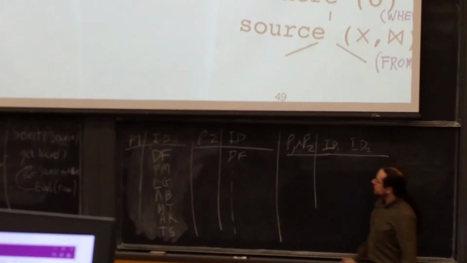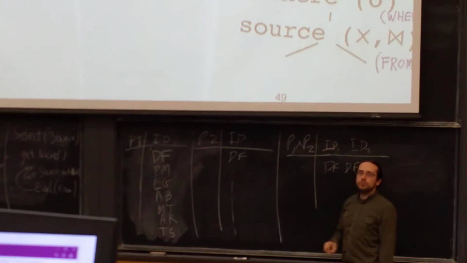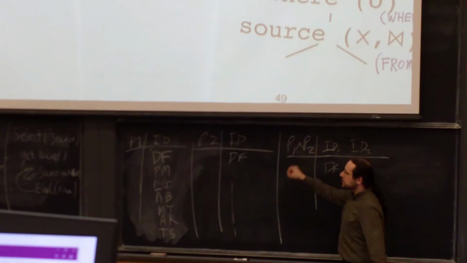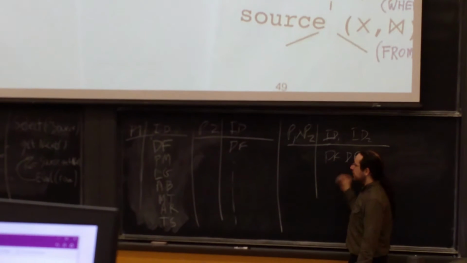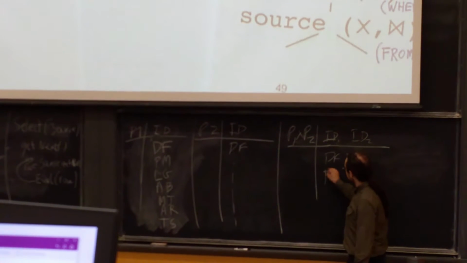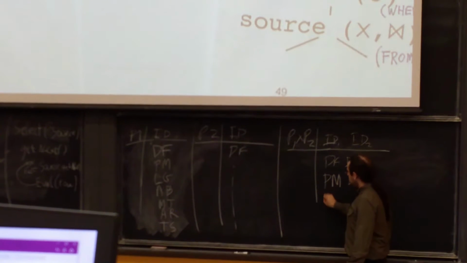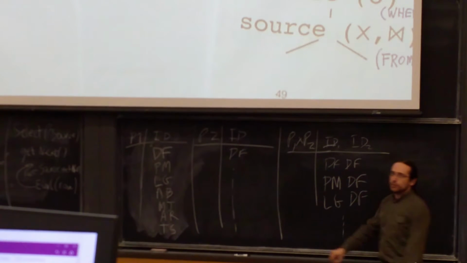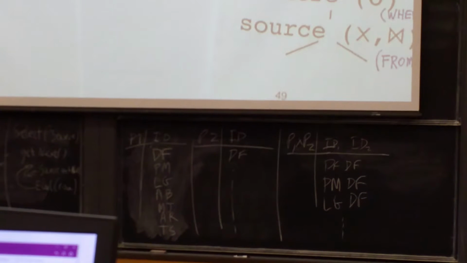All right, what's the first row going to look like? DF, or, depends on which one is on the inside of the nested loop, but either DFPM or PMDF. Let's say PM, DF, LG, D, F, and so forth. I'm not going to write everything else out.